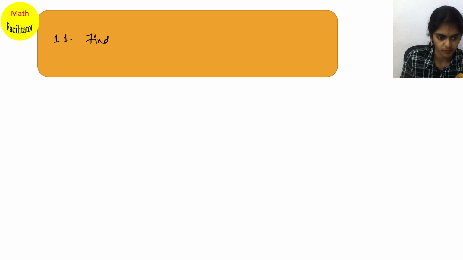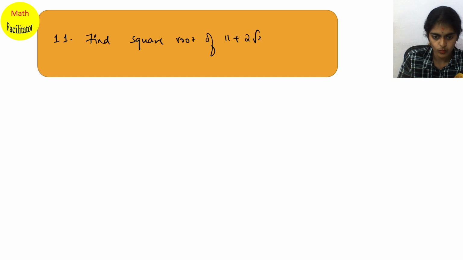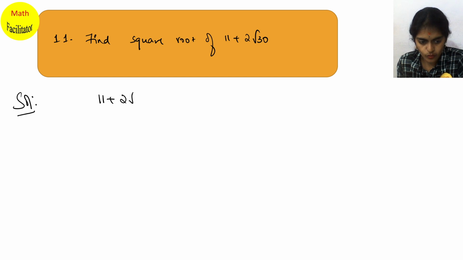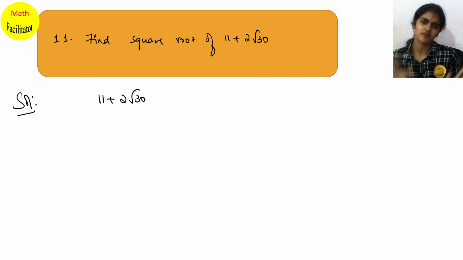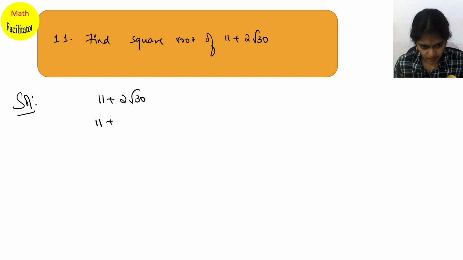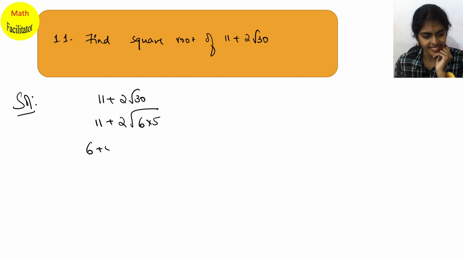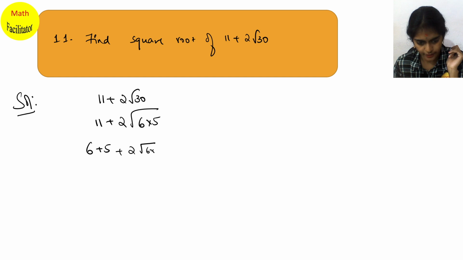Find the square root of 11 plus 2 root 30. So just see how we can solve this question. So I have 11 plus 2 root 30. Just observe the question. So 11 plus 2 into root 30, I can write 30 as 6 fives. And 11 also I can write as 6 plus 5, isn't it? Plus 2 root 6 into 5.